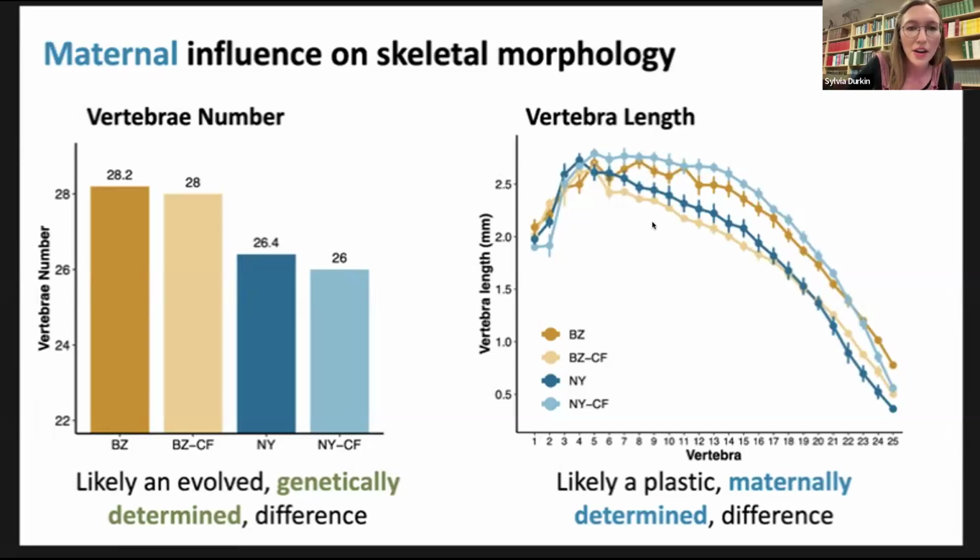And what I found is that our New York cross-fostered and Brazil pups have longer individual vertebrae than the New York mice and the Brazil cross-fostered pups. So this points to this likely being the plastic maternally determined difference here. So through this analysis, I was able to see which skeletal mechanism was conferring the maternal effect. And further, I could determine specifically what elements of the larger phenotype of tail length have a strong genetic basis.